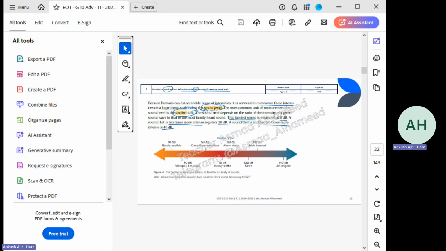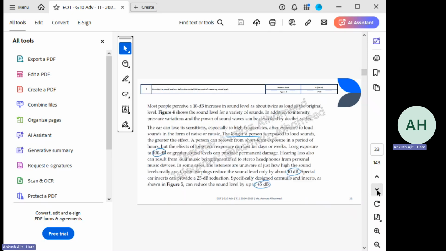This is a human scale: sound level and decibel. Decibel is the unit for the sound level. The faintest sound is 0. A sound that is 10 times more intense registers as 20 decibel. A sound that is another 10 times more intense will be 40 decibel. Remember that. I'll tell you how to do the sums on this, because you definitely get sums on these types.